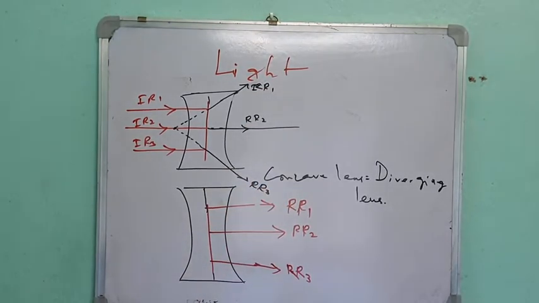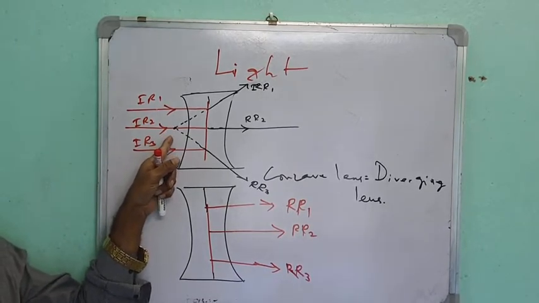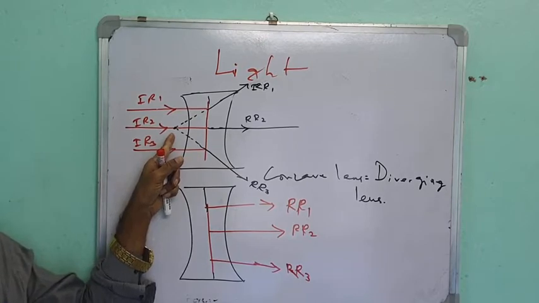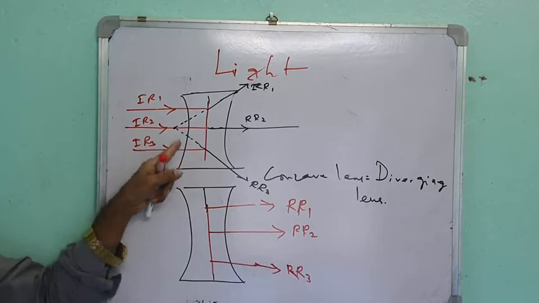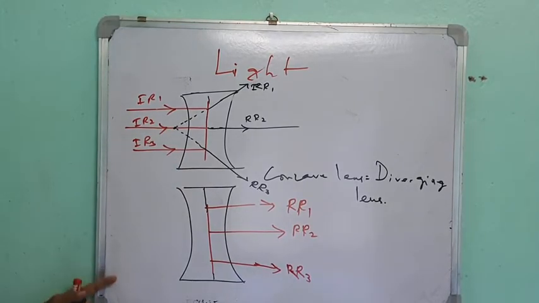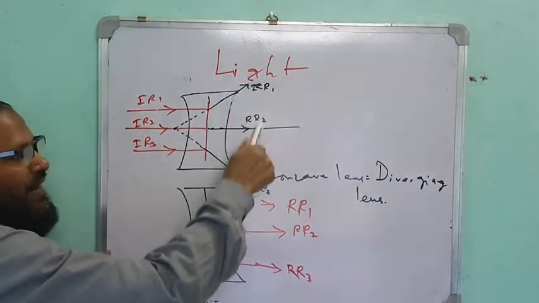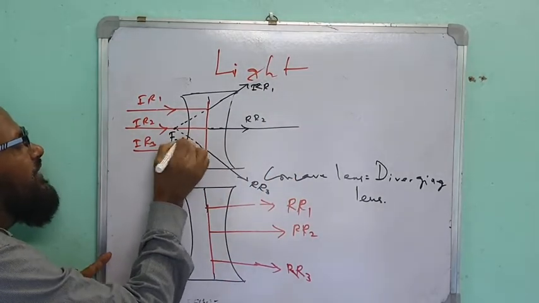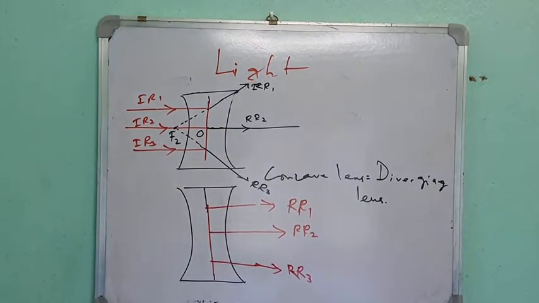Now, please tell me. This is the principal focus on the principal axis. My question: is this the second principal focus or the first principal focus? What is the physics? It is formed by the refracted rays, the second surface. Therefore, this should be F2. This is O. Okay? This is the rule.